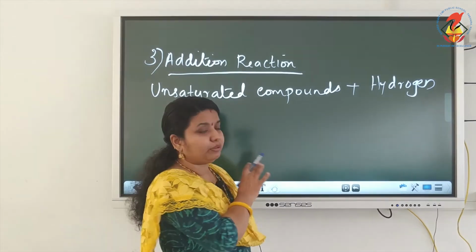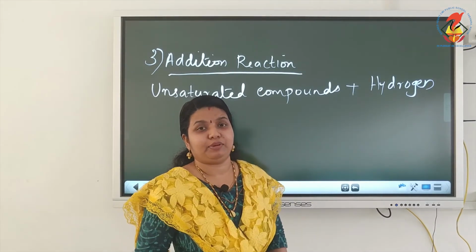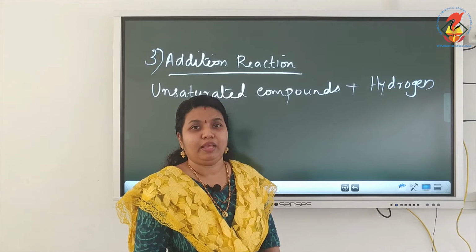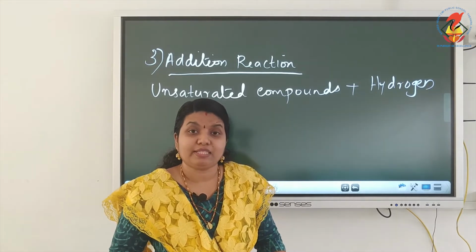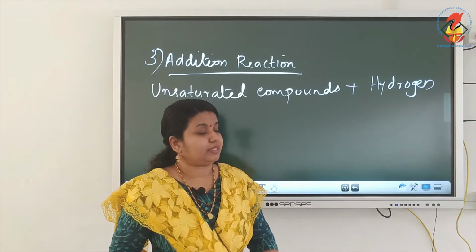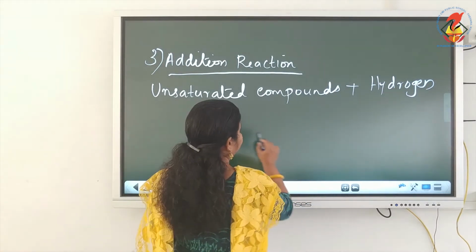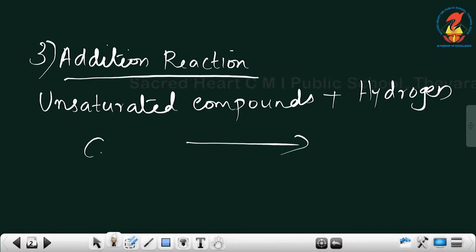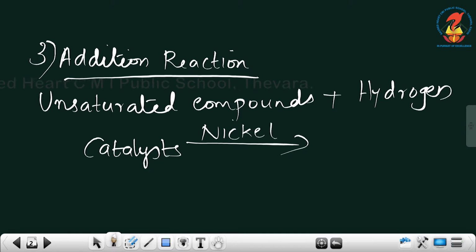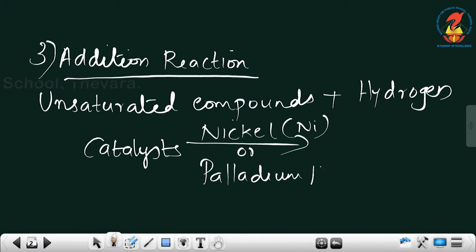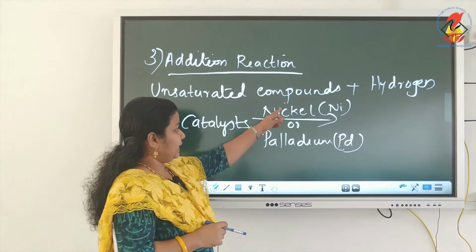But in 10th standard you will learn only addition of hydrogen to an unsaturated organic compound, and addition of hydrogen to a substance is known as hydrogenation. Okay. So, unsaturated compounds add hydrogen in presence of catalyst, like nickel with the symbol Ni, or another metal, palladium, Pd, in presence of catalysts like nickel or palladium.